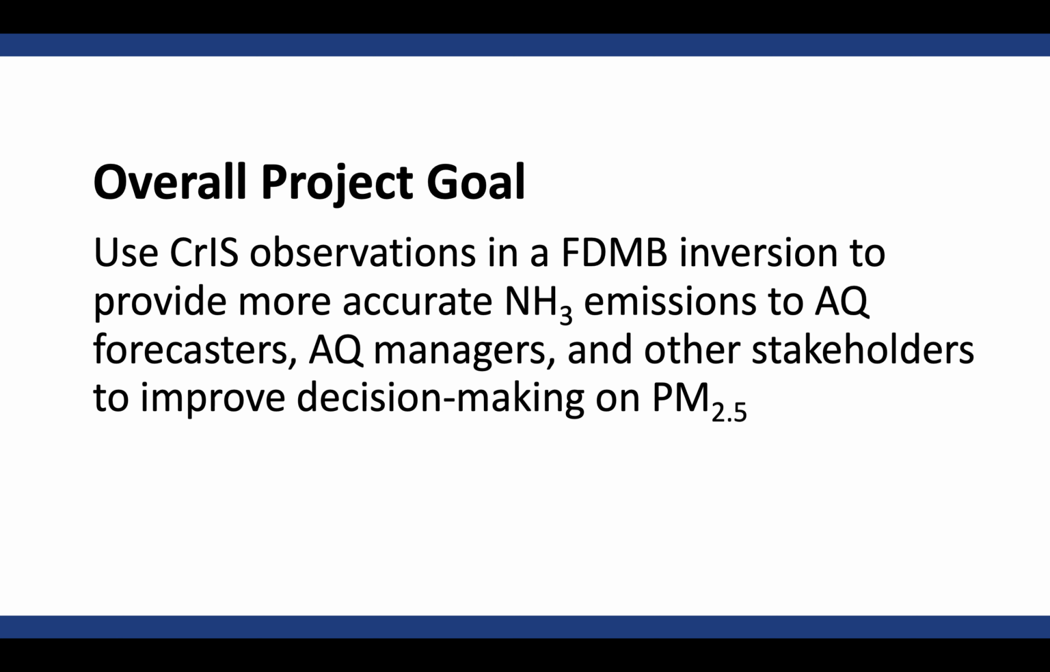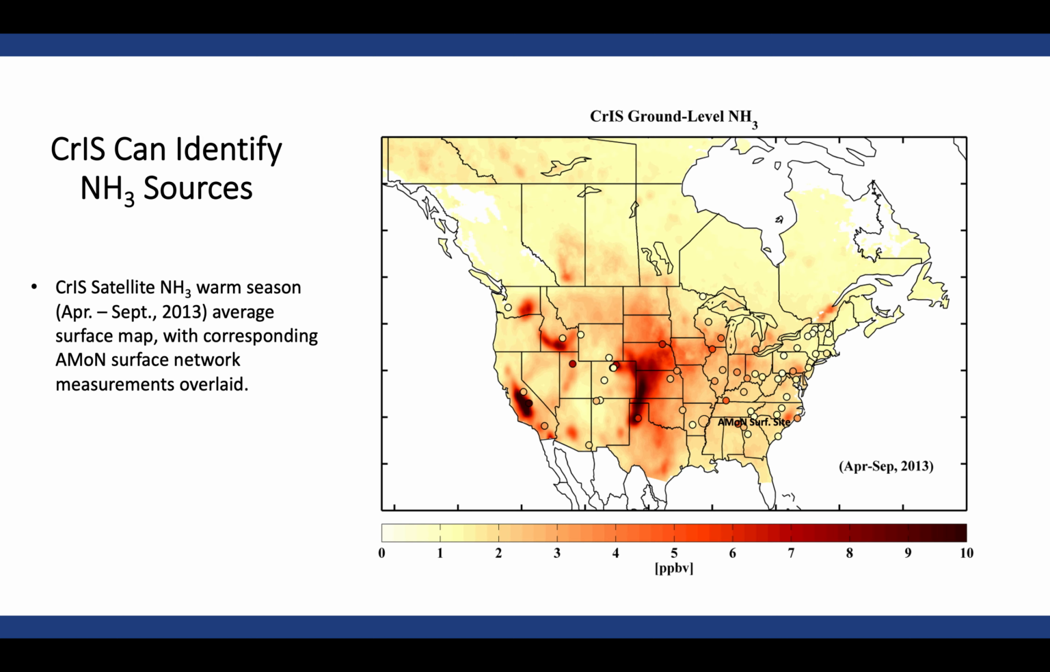All right, so the overall project goal is to use CrIS ammonia observations in a finite difference mass balance inversion to improve emissions estimates of ammonia and then provide those emissions to you all, the air quality modeling community, to hopefully improve decision making on PM 2.5. This was motivated by the fact that we can identify NH3 sources and improve estimates of NH3 emissions using observations from space from the Cross-Track Infrared Sounder, or CrIS.